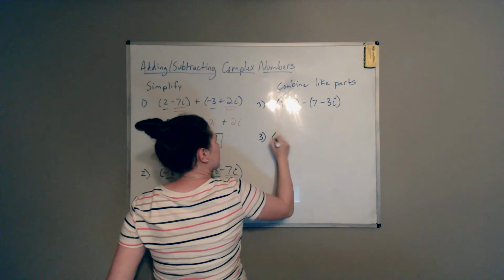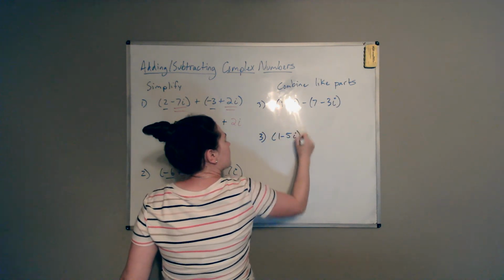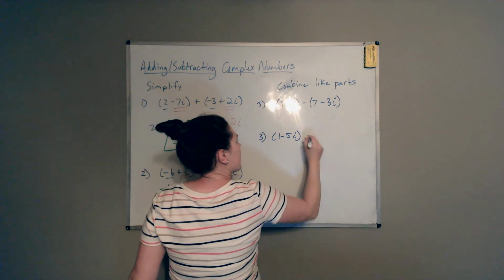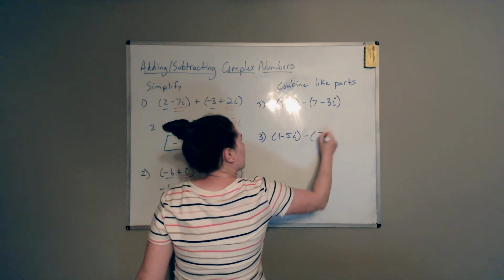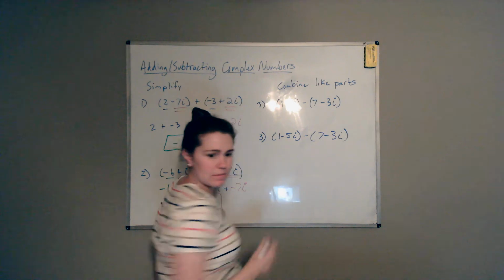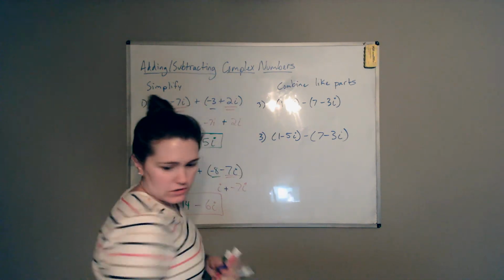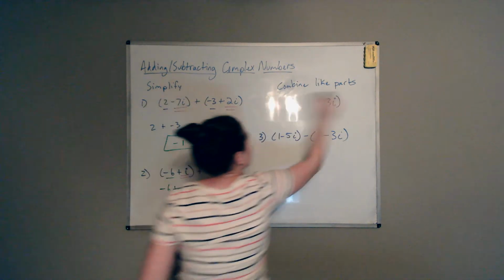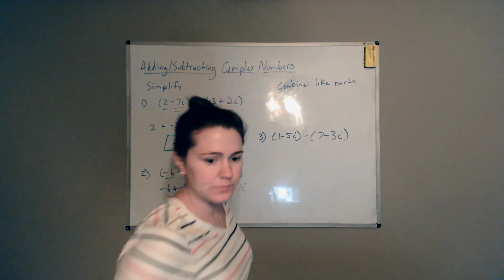Number 3, 1 minus 5i minus 7 minus 3i, okay? In case you can't see that because of the light, I apologize.